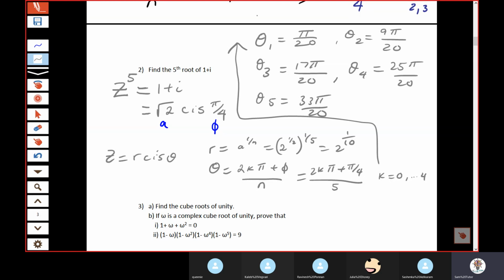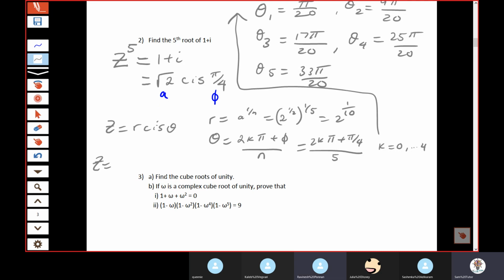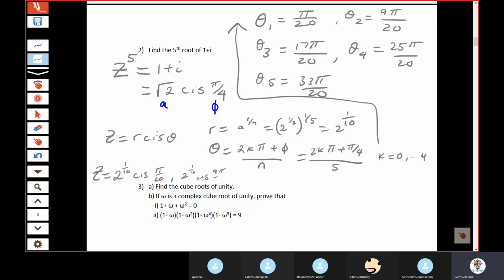Cool, and then you're not done, because those are your thetas. So what's your actual z? Which is going to be annoying to write. Root 2 to the 1 on 10, cis pi on 20. Next one, root 2 to the 1 on 10, cis 9 pi on 20. You get the idea. Do I need to continue? In your books, you should be able to just write them for the different angles. And those are your 5 solutions.